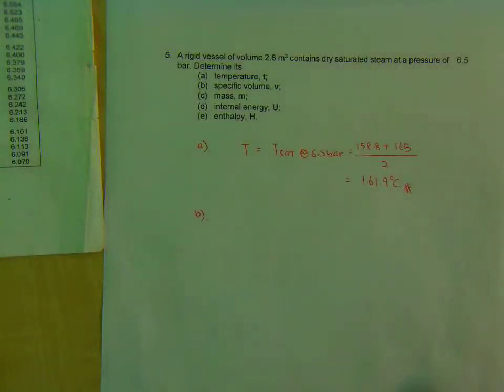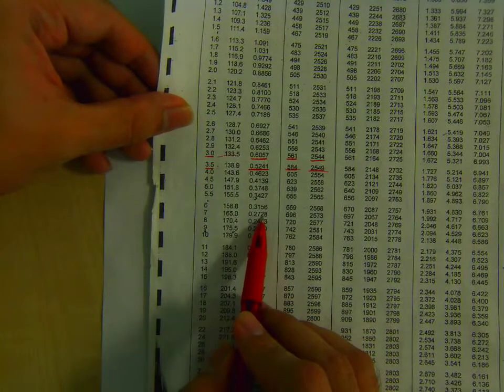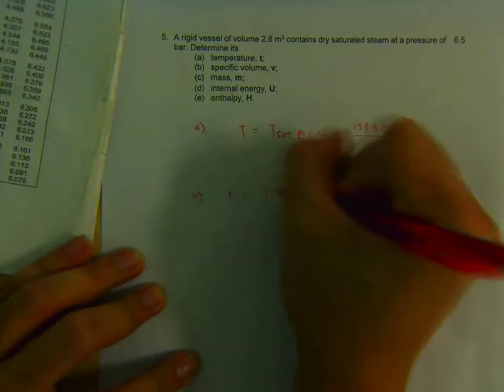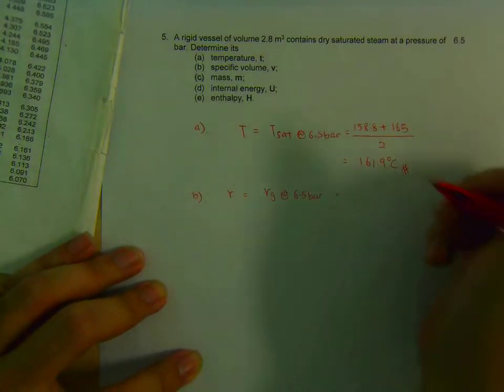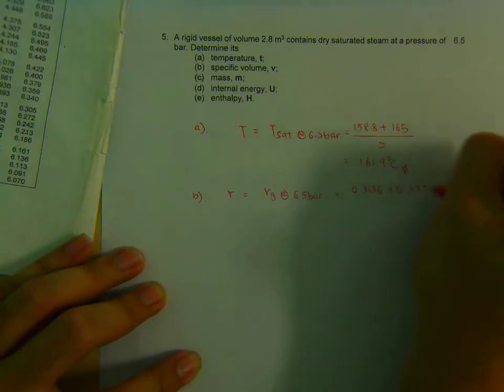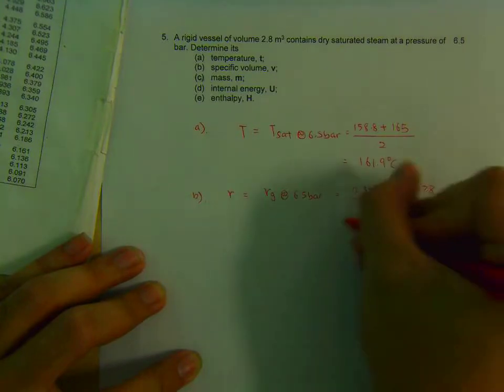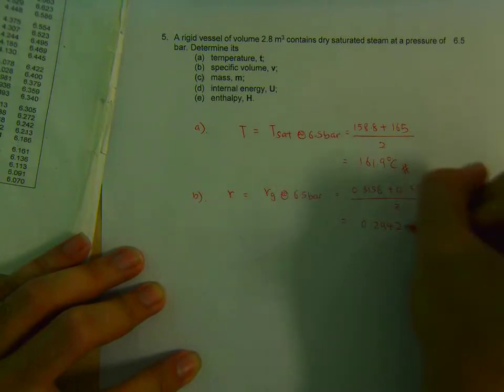B, to get the specific volume. Same thing, we have to interpolate between 6 and 7, vg and vg. Arithmetic average. So v will be vg at 6.5 bar. We take the average: 0.3156 plus 0.3728 divided by 2, and this will give us 0.2942 meter cube per kg.